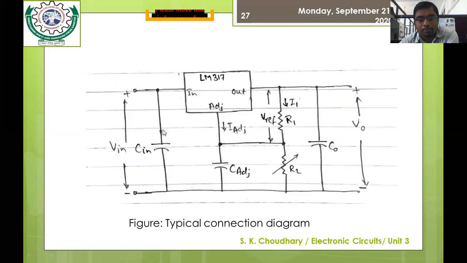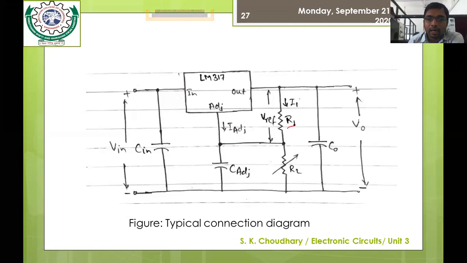If you compare this typical connection diagram with the block diagram, the pin diagram also, both have 3 pins: input, output and adjustable pin. And here we are using this connection for the regulation of voltage. As I have already told you, we use 2 resistors at the output end to set the output voltage.